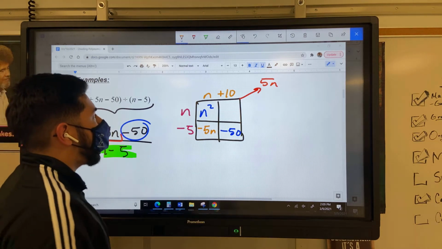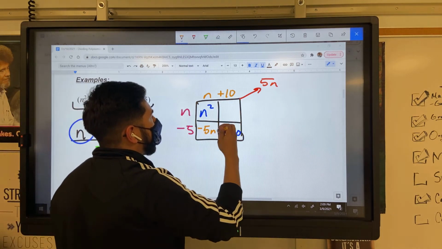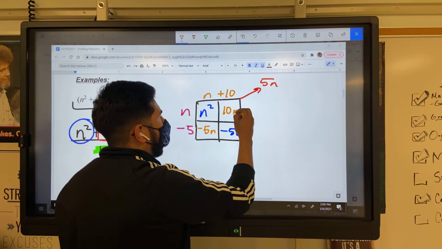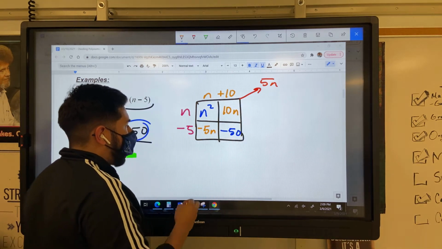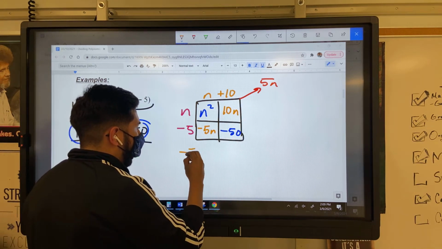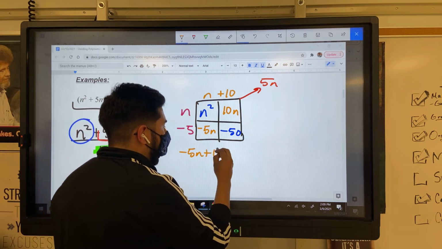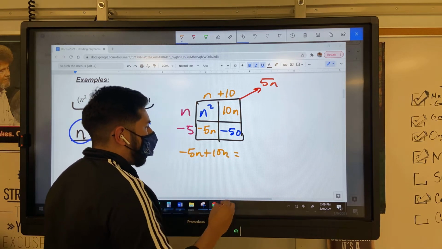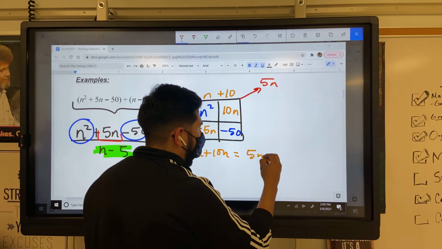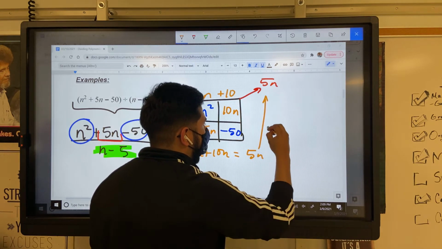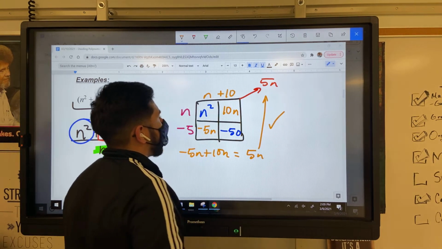How do I double check that? n times positive 10 gives me 10n. Then do yourself a favor. You want to double check? Let's do it. Negative 5n plus 10n. What does that give me? Positive 5n. Is that the same thing as that? Check mark. We're good to go.